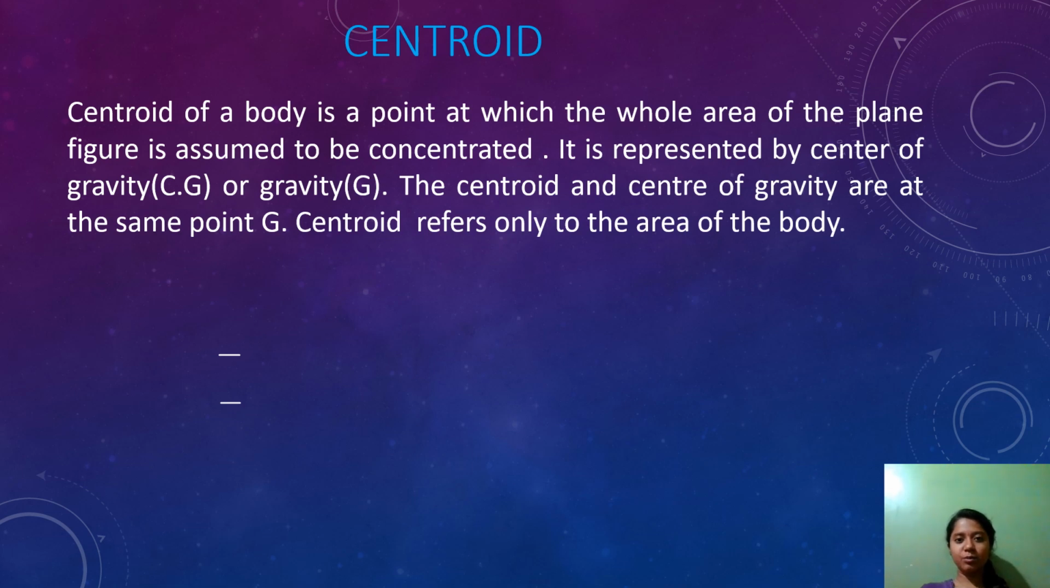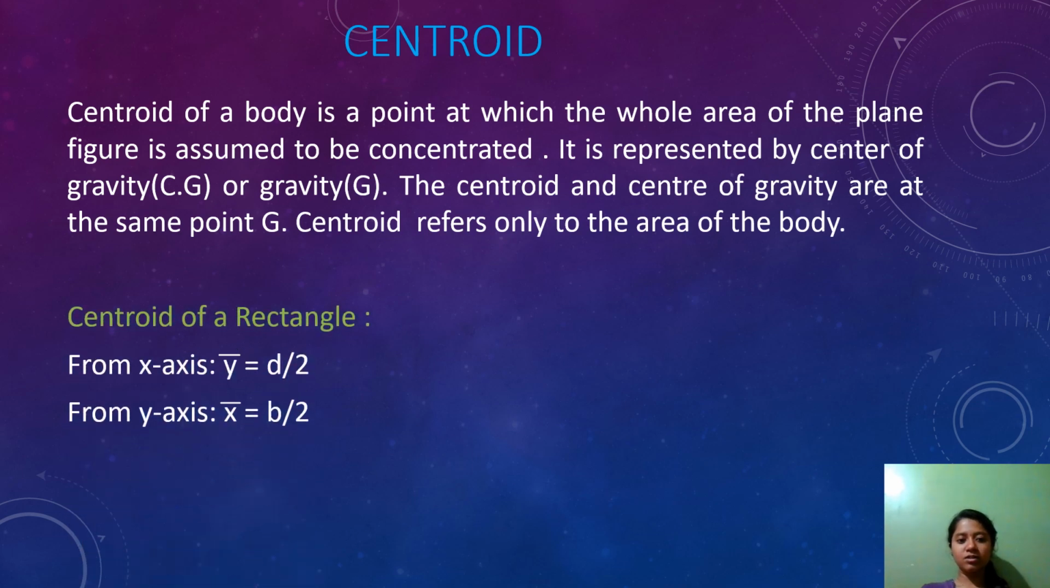So today I'm dealing with a problem related to rectangle. The centroid of a rectangle from x-axis, that is y bar, is equal to d by 2, and from y-axis it is x bar, which is equal to b by 2. D is depth and b is width.